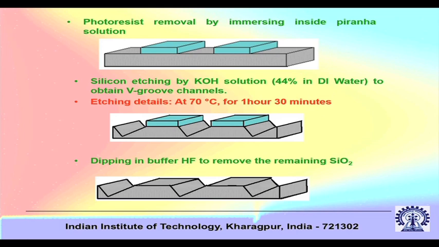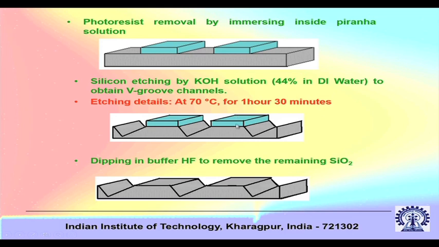So that is removed. Then, SiO2 is protecting the silicon at certain places. Wherever the silicon is exposed, it is etched by KOH solution, which is a 44% solution in deionized water, to obtain V groove channels. Because of the orientation of the natural slip planes, you will not get a rectangular shape, but the etching will give rise to this V groove. Typical etching is done at 70 degrees centigrade for 1 hour 30 minutes. These are again experience based numbers.